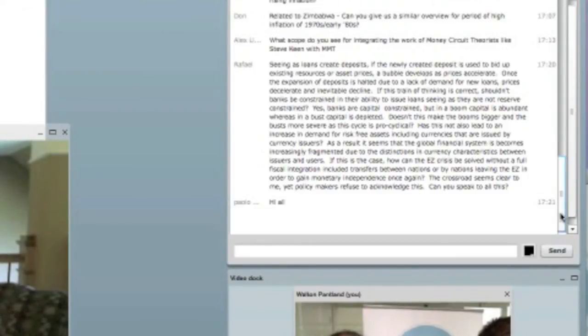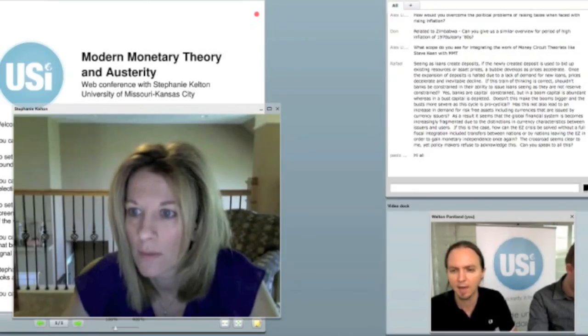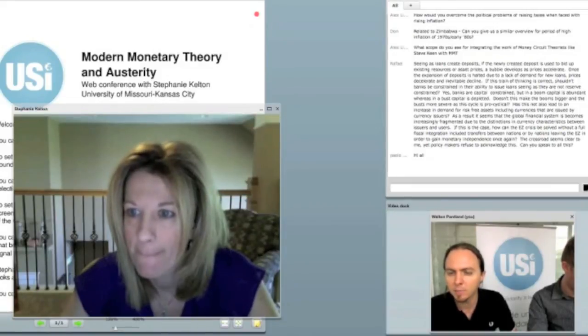If this is the case, how can the Eurozone crisis be solved without a full fiscal integration, including transfers between nations, or by nations leaving the Eurozone in order to gain monetary independence once again? The crossroads seems clear to me, yet policymakers refuse to acknowledge this. You put up the last line, which is, can you speak to all of this?